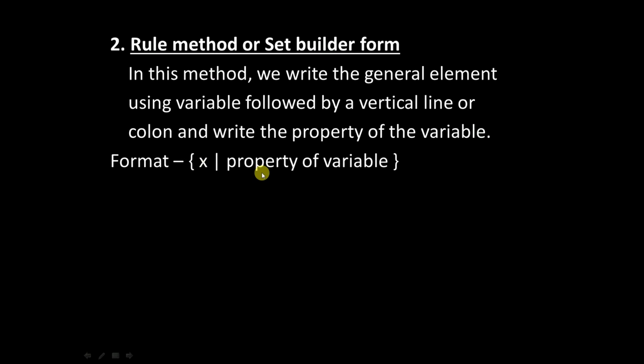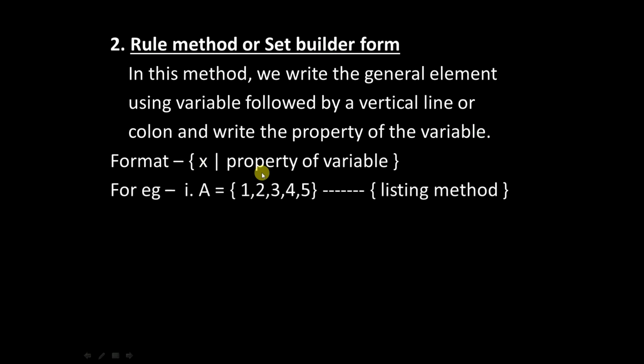Now let us look at the examples. Consider you have to make a set of this, that is A is equal to {1, 2, 3, 4, 5}. This is written using the listing method.